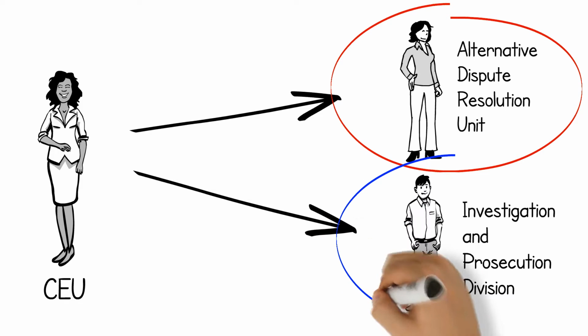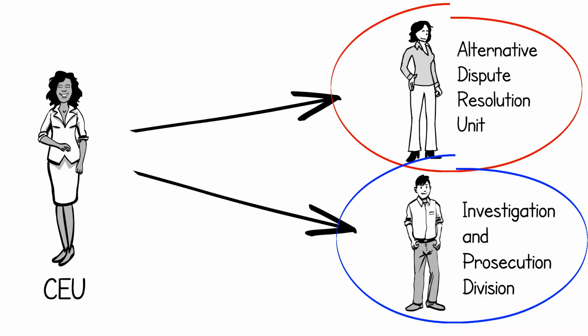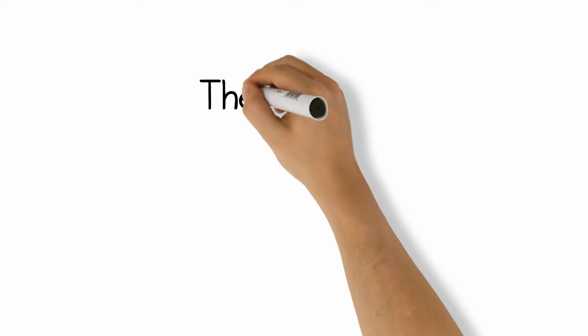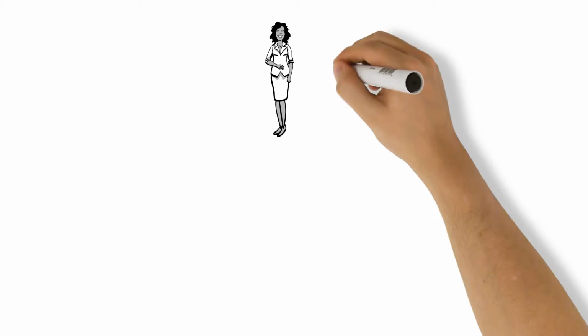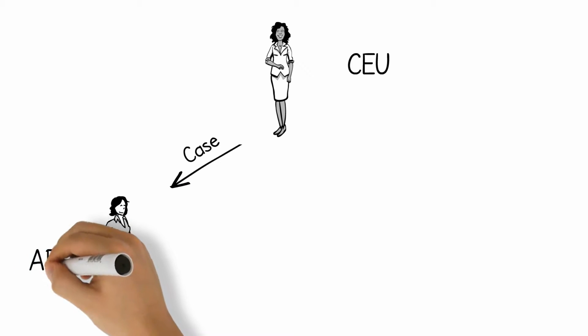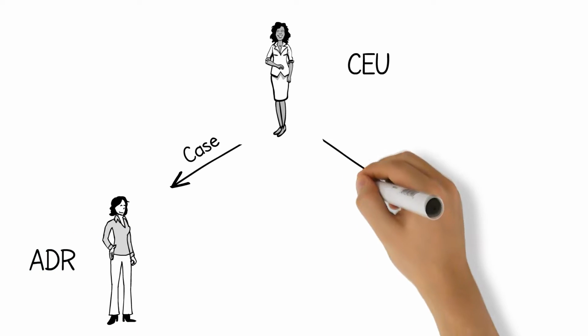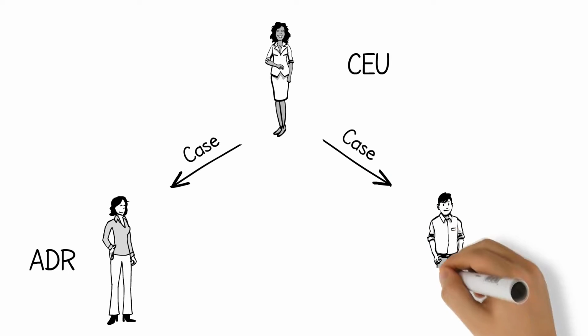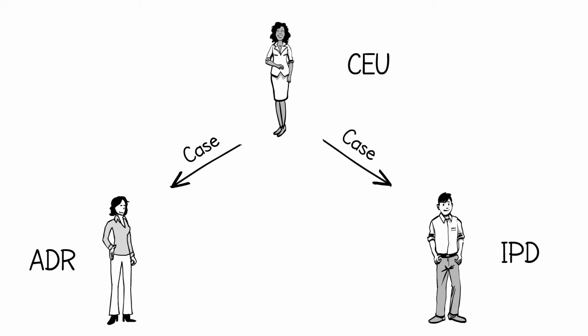Lastly, the Investigation and Prosecution Division, or IPD, is where cases go to be investigated and prosecuted by OSC attorneys. Let's run through a few example scenarios to show you what the process actually looks like. First, CEU gets a case. After making sure the case meets certain standards, they often send the case to the ADR unit to assess if it is right for mediation. However, in some circumstances the case could go directly to IPD, but it is often vetted for mediation first.